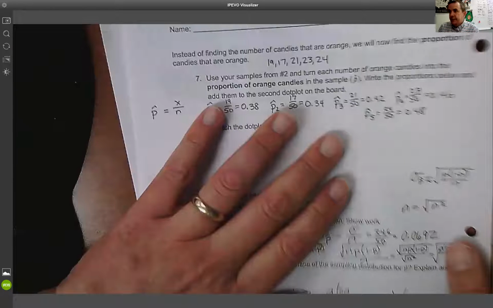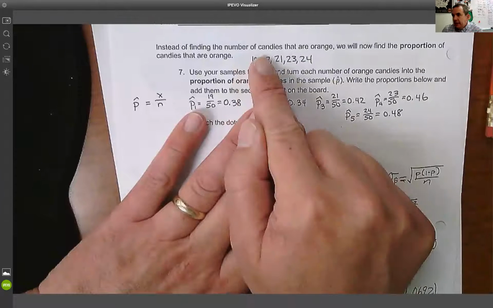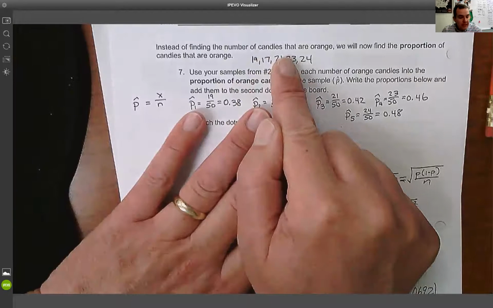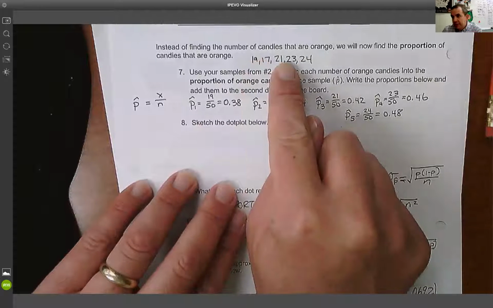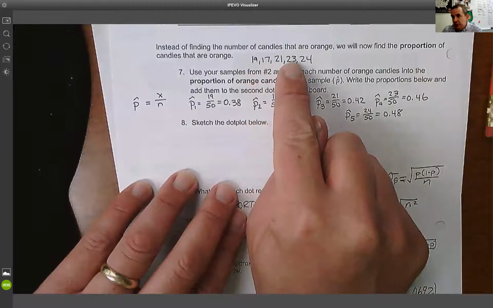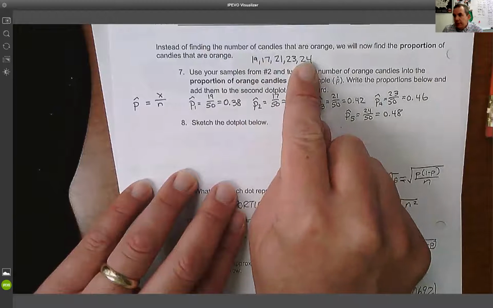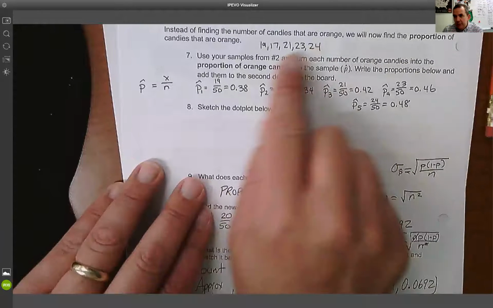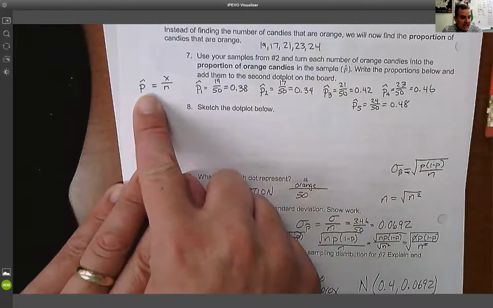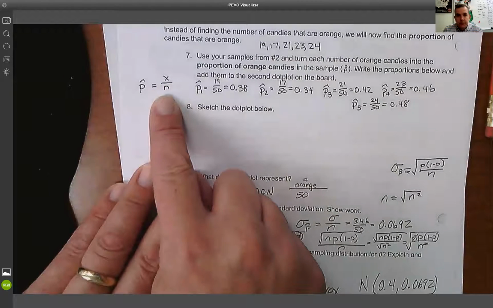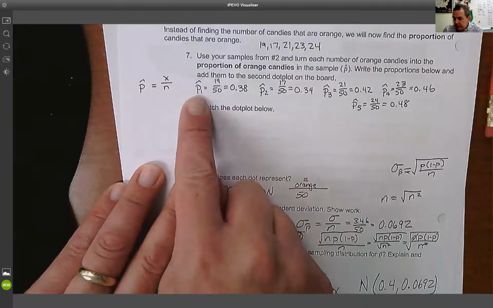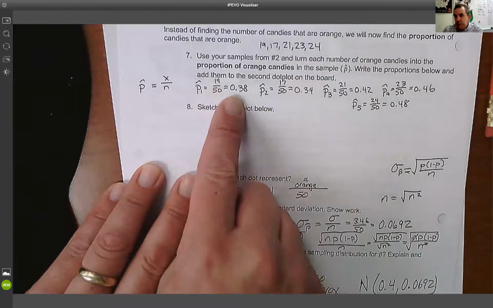On the back side, it's going to say to me, now instead of the count of candies, we're going to do the proportion of candies. So these were the number of candies I got: 19, 17, 21, 23, and 24. What I'm going to do is turn them into proportions. How I turn them into proportions is I use this formula: p hat equals x over n. Number of successes, x, over your sample size, n. So my first one is my 19 oranges out of 50, which is 0.38.